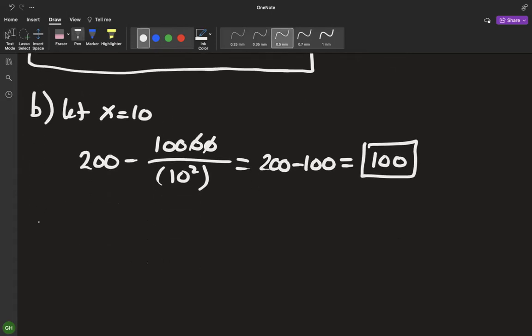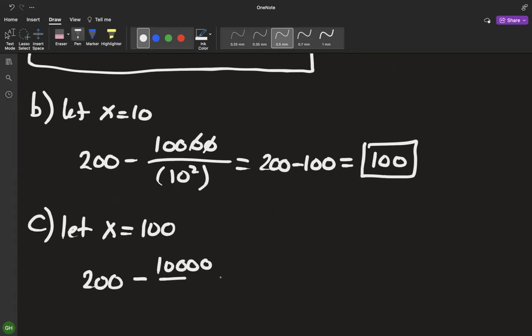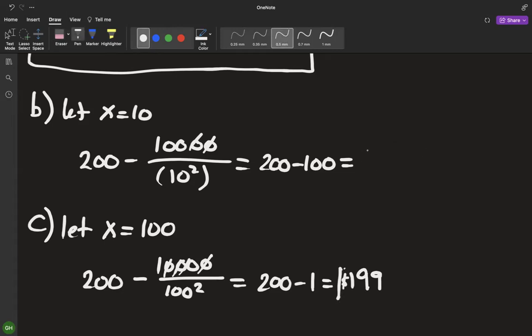And then finally, part C is looking at x equals 100. 200 minus 10,000 over 100 squared. Now I'm just canceling out four zeros. So I get 200 minus 1, which is 199. And these should be dollars. I'm sorry, dollars per unit.